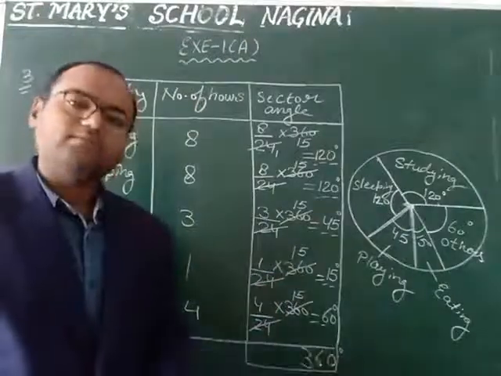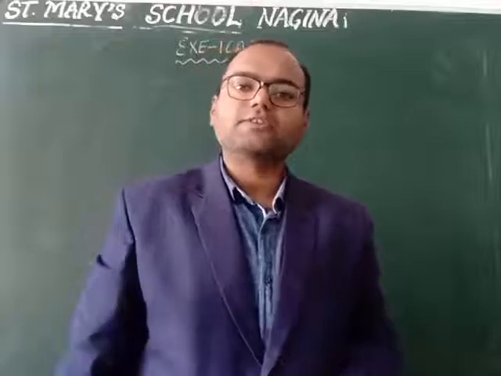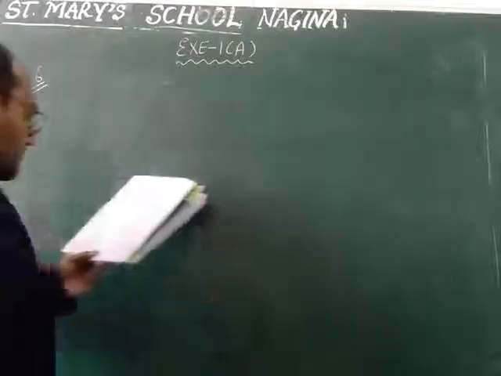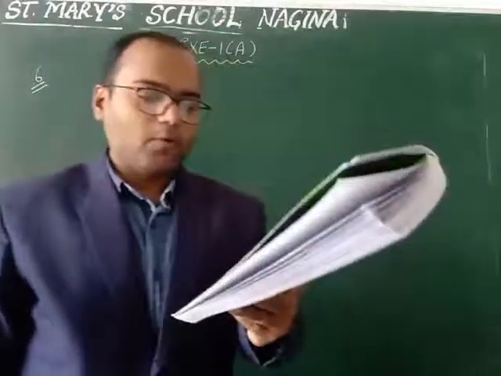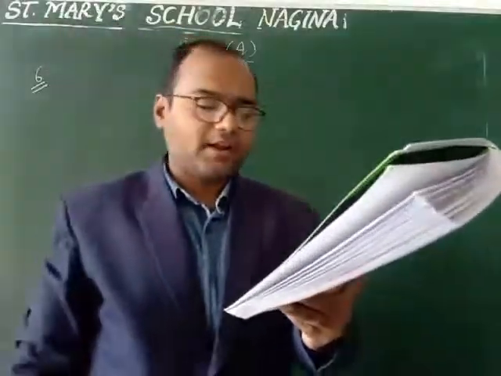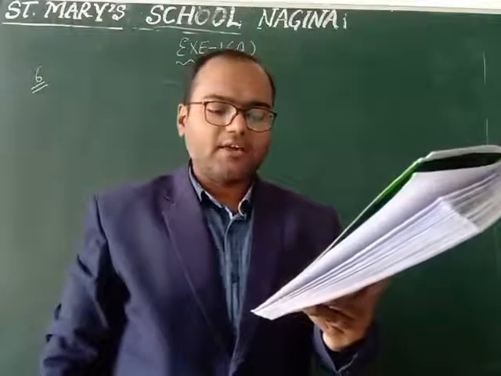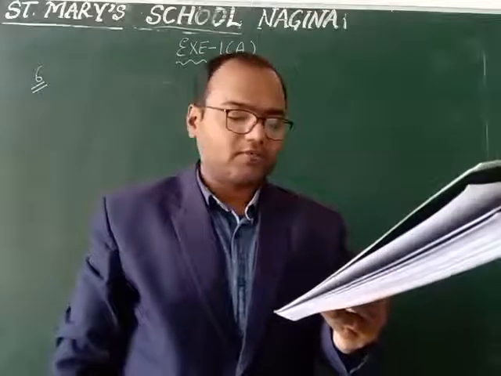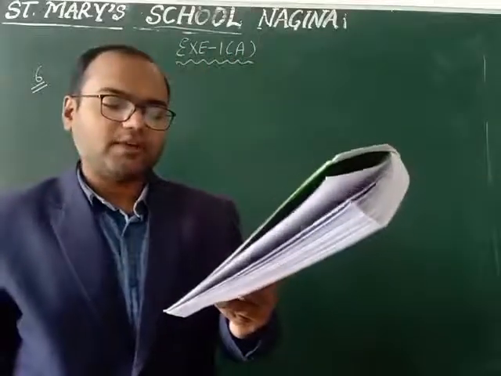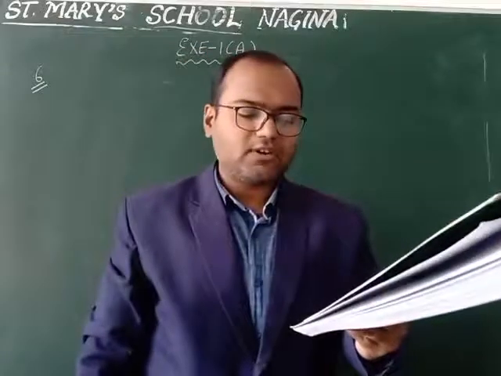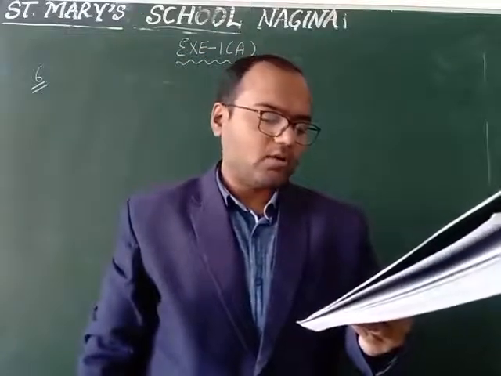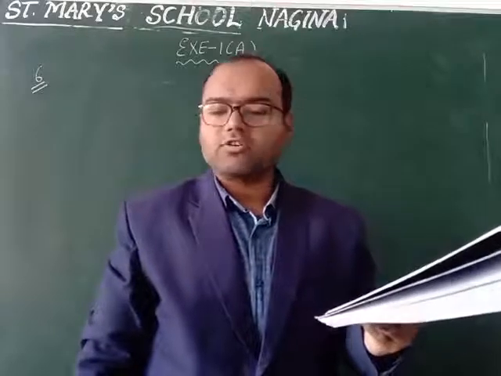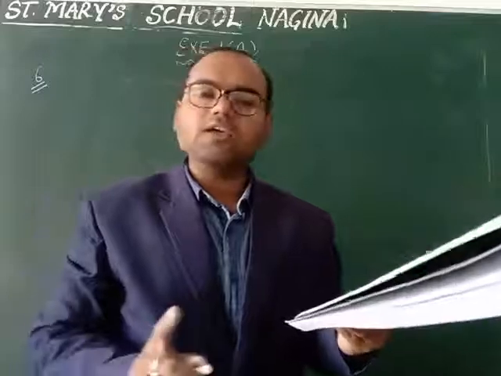Question number 3. Now all of you see question number 6. Sixth question. On a popularity rating conducted by Sun Network, actress A received 40% votes, actress B received 20% votes, actress C received 30% votes, and the others received 10% votes. We have to draw column graph as well as pie graph. So column graph is not in your syllabus. You have to draw only pie chart.